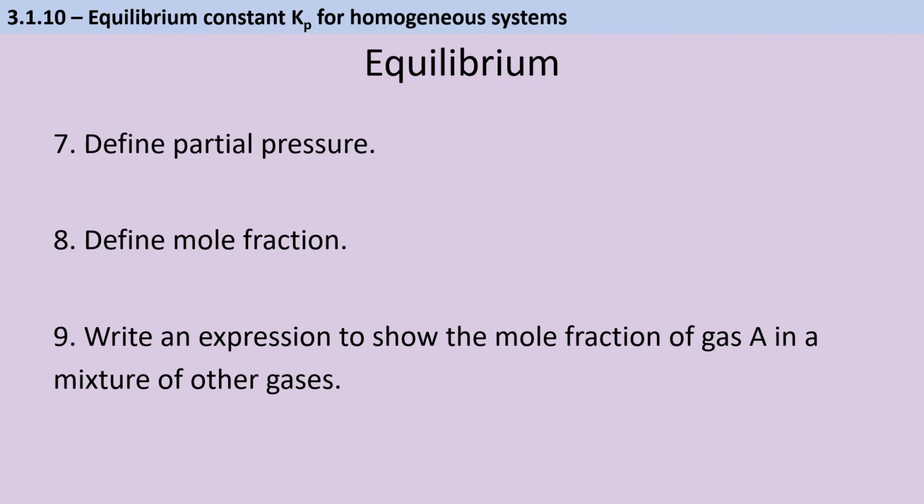If we consider a mixture of gases that are contained within a vessel of a particular volume, and we then imagine a hypothetical situation where one of those gases was removed and it was placed into a new vessel that had the same volume as the initial vessel, partial pressure is the pressure that would be exerted by that individual gas on its own in that vessel that has the same volume it was in initially.